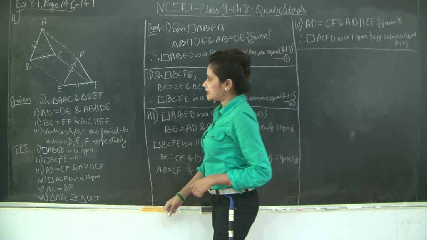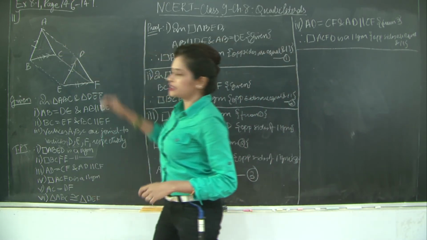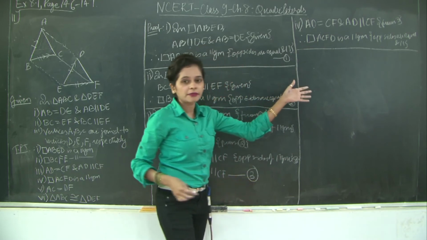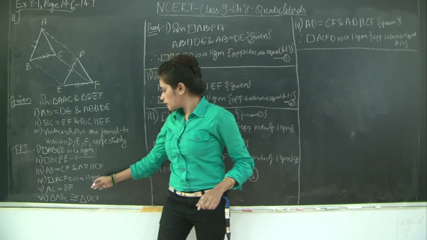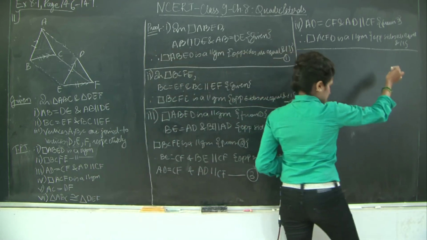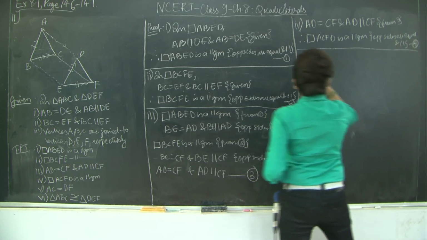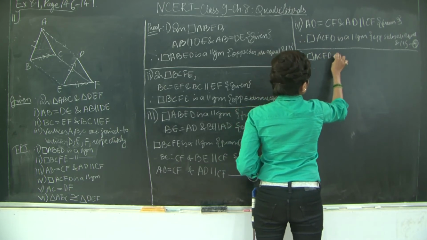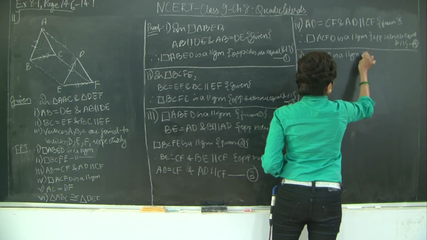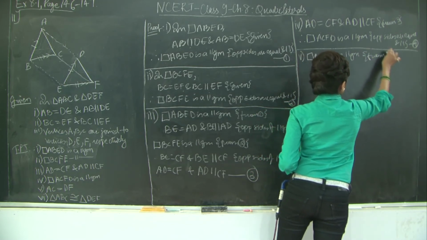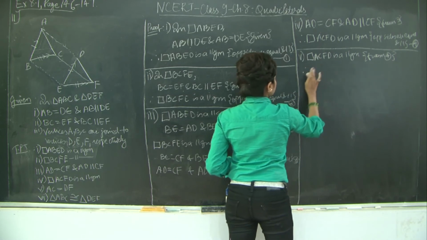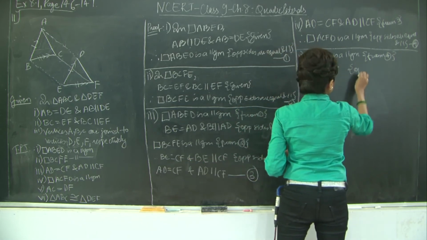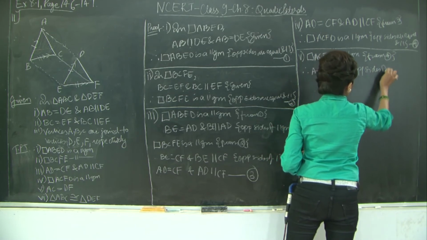Now, I need to prove that AC is equal to DF. Since they are the opposite sides of my parallelogram ACFD, which I just proved as a parallelogram, I can say that AC is equal to DF. Okay. So, let us mark this as 4, since we are using it to prove the 5th section. I will say quadrilateral ACFD is a parallelogram from 4. Therefore, AC is equal to DF, because they are the opposite sides of parallelogram.